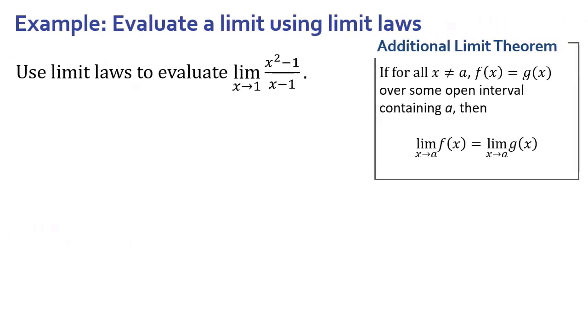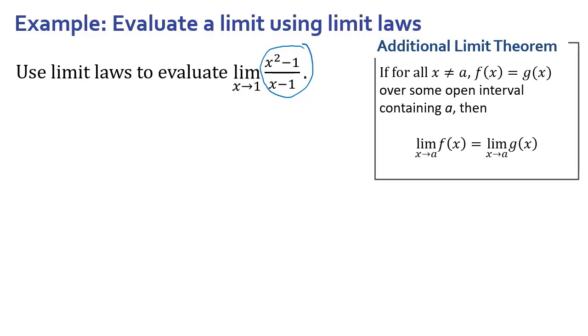Okay, so now let's look at an example where I have a rational function. So you can see here we have a polynomial in the numerator and a polynomial in the denominator. But we run into an issue when I substitute 1 into the denominator. I'm going to get 0, which is undefined. So I can't use the theorem that we had on the last slide. So let's learn an additional limit theorem.